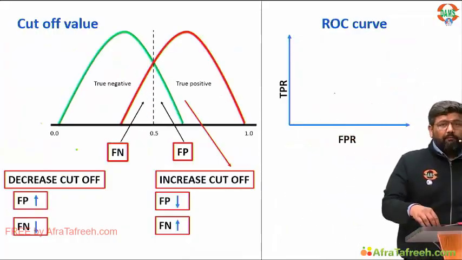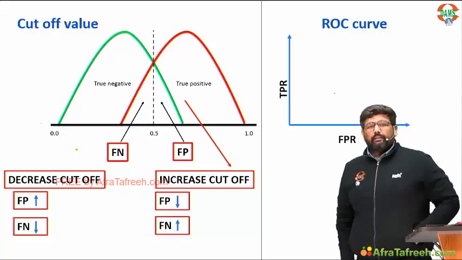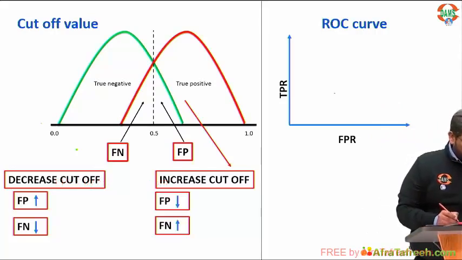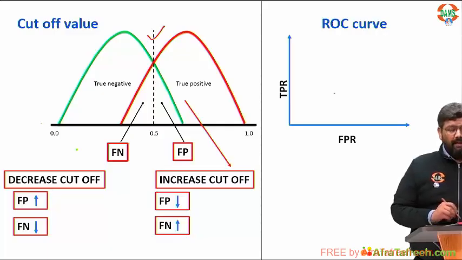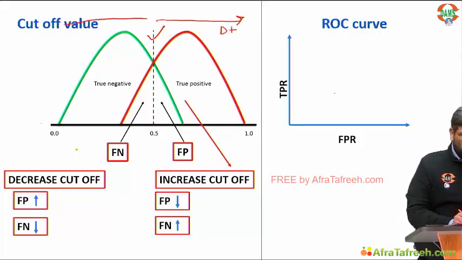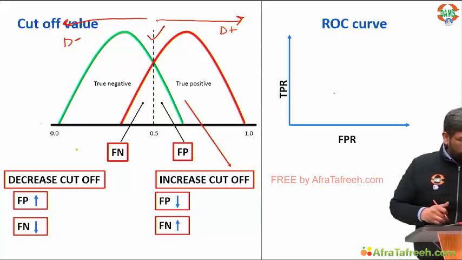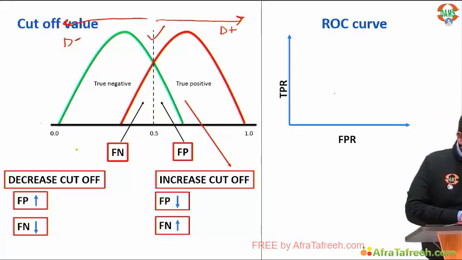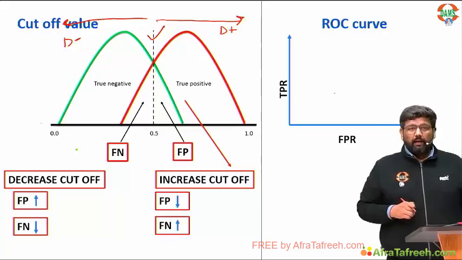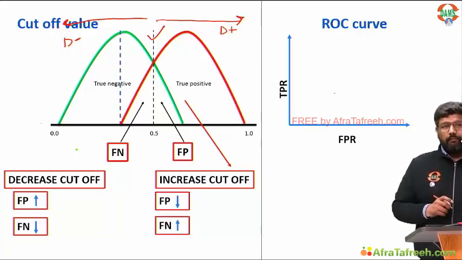Now coming to cutoff value. Listen here. So this is a cutoff. Those who are above the cutoff are diseased. Those who are below the cutoff are disease free. Now, if I decrease the cutoff, what will happen?